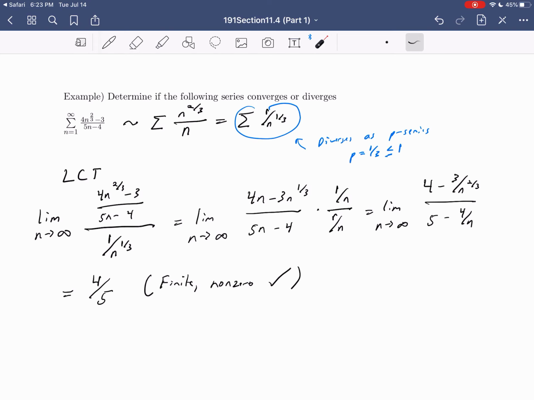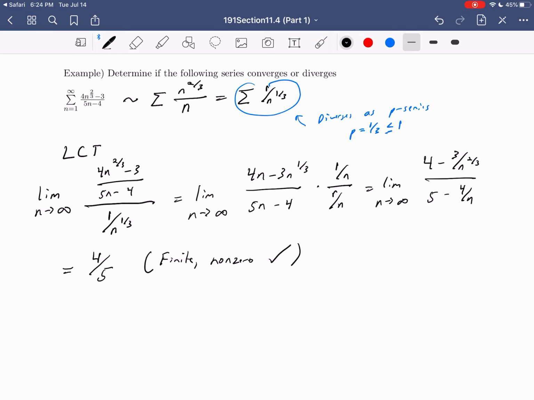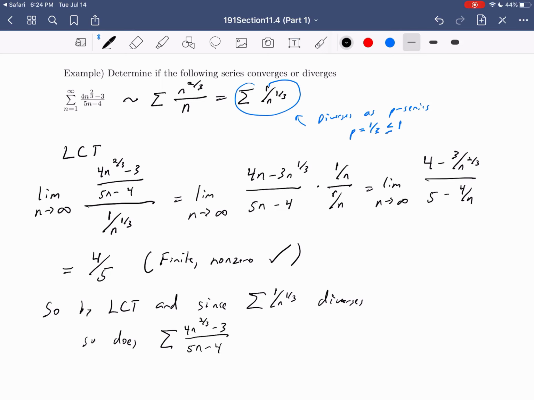So since we got a finite non-zero value, our limit comparison test holds, which means that since this one diverges, this one also diverges. So by LCT, and since the sum of 1 over n to the 1/3 diverges, so does our series, the sum of 4n to the 2/3 minus 3 over 5n minus 4. And you'll notice that when I'm just talking about behavior, I'm dropping the start and the infinity, because we're just saying that the series diverges. That's totally fine for notation. Okay, let's try another one.